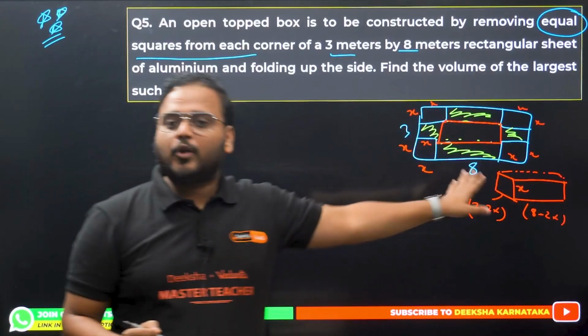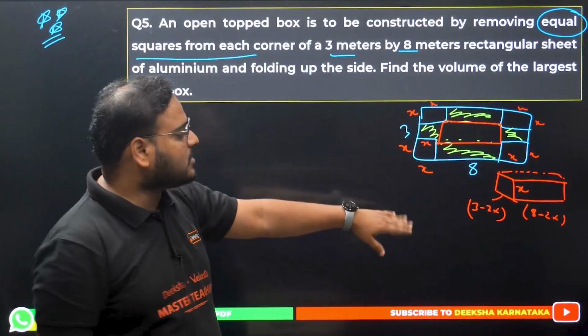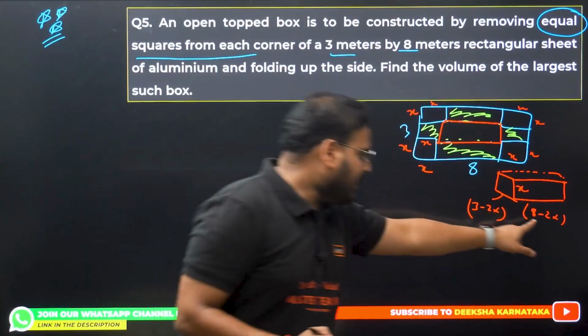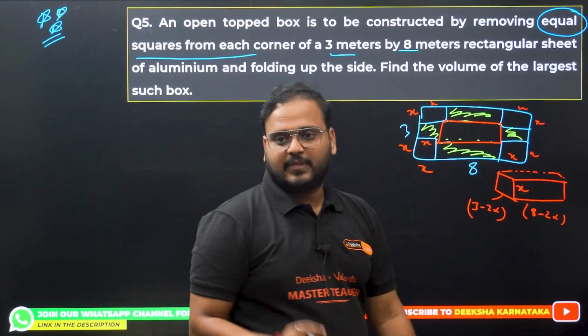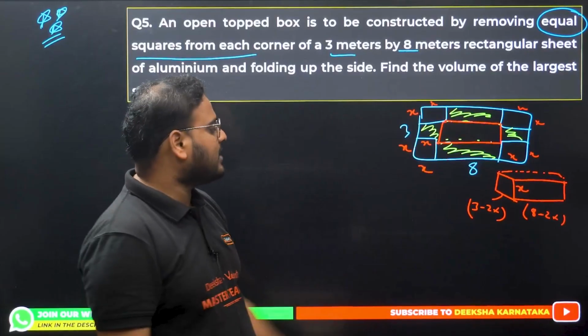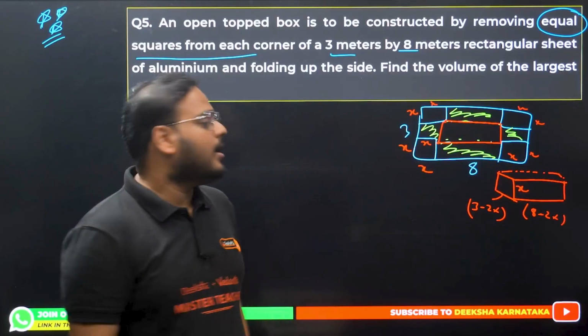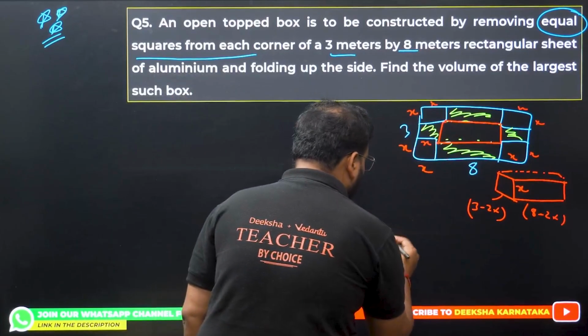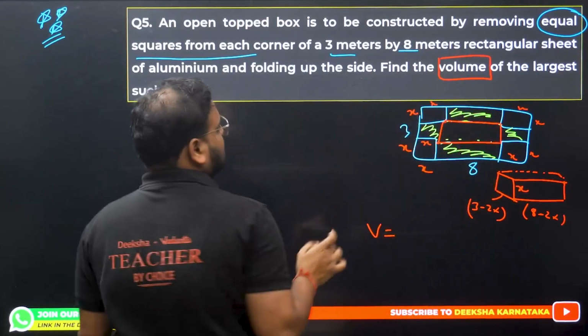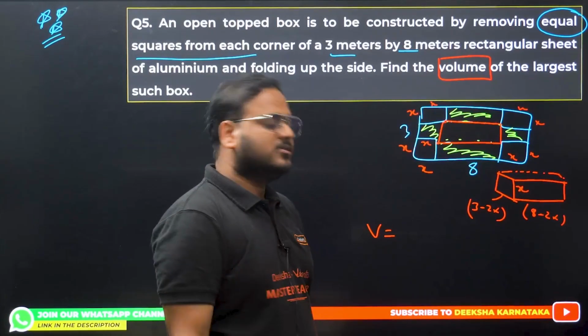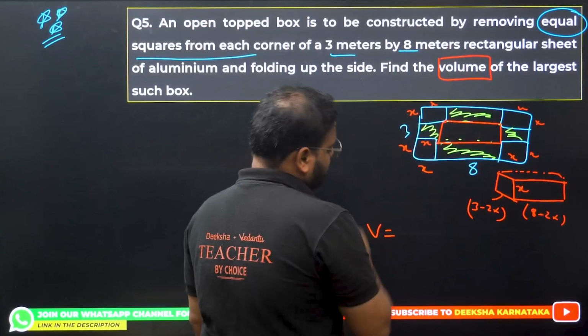So for the given open-topped box, I have the dimensions. Length is 8 minus 2x, width is 3 minus 2x, and height is x. I hope everybody is clear how I got 8 minus 2x, 3 minus 2x and x. Now from there, find the volume, because they're asking us first to find the volume of the largest such box.